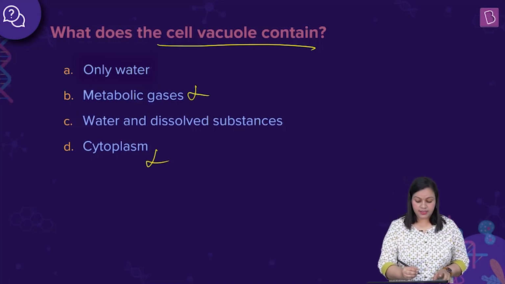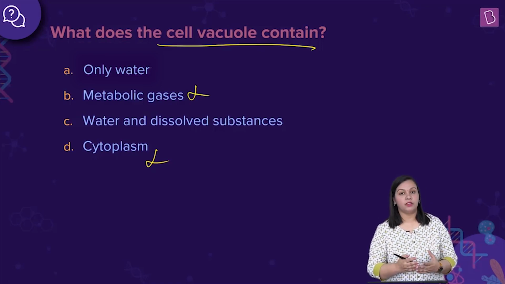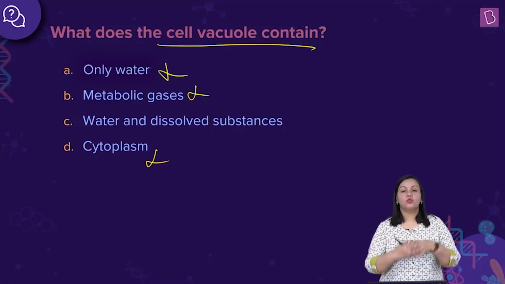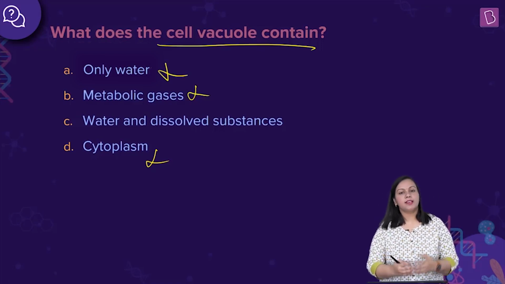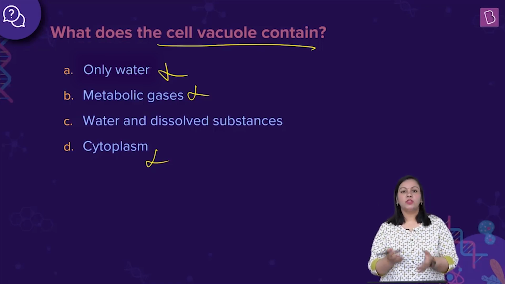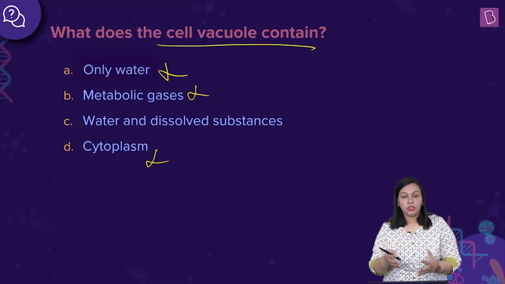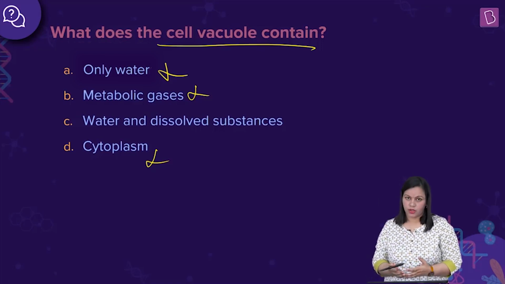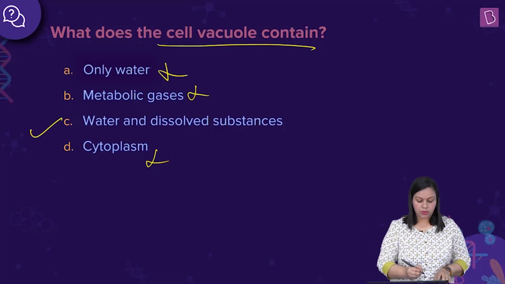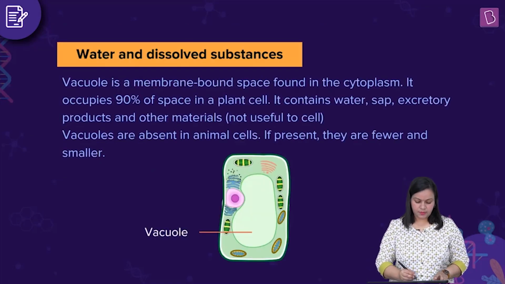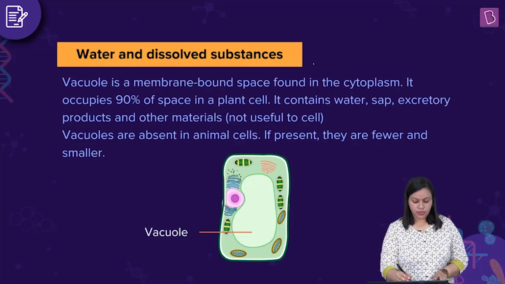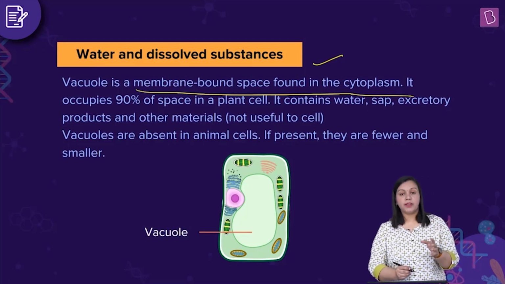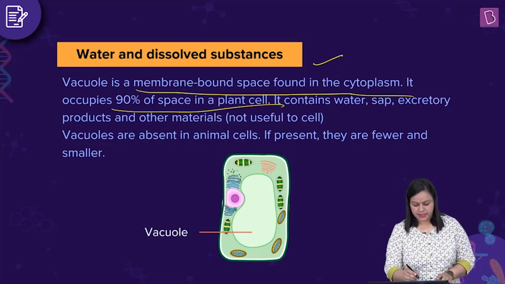Even for metabolic gases, this is not what the vacuole stores as such, and not even water. What the vacuole stores is the cell sap. What is cell sap? In simple language, it is going to be water and dissolved solutes, like amino acids, glucose, dissolved salts, etc. So here the most appropriate option would be option C, which is water and dissolved substances. Let us look at the solution here. Vacuole is a membrane bound space found in the cytoplasm. It occupies almost 90% of the space in a plant cell.